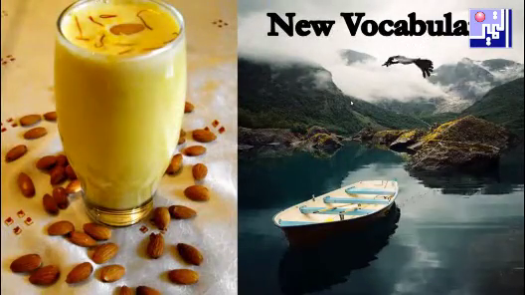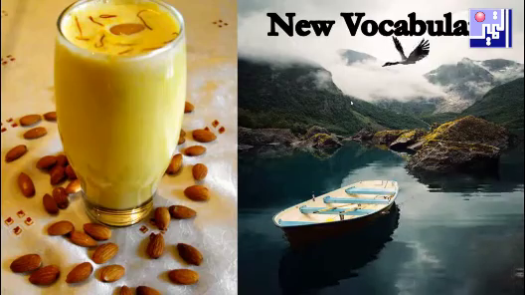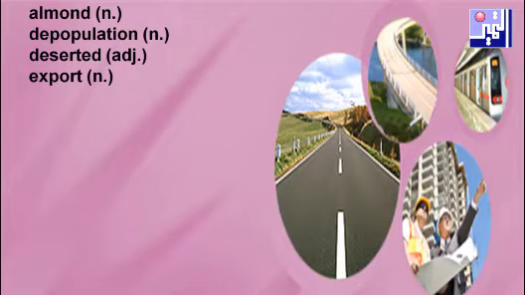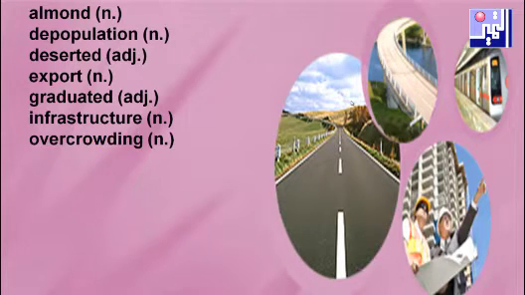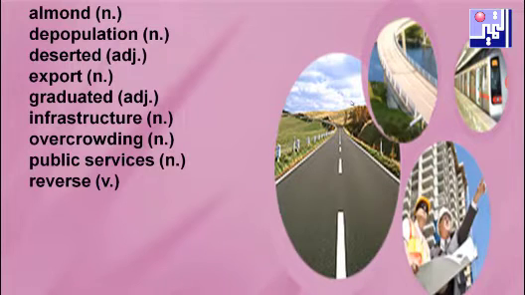So now we have to summarize what we have taught in this lesson. The first word we have today is almond. The next one, depopulation. After that, we have the word deserted. Then we have export. After that, graduated. Then infrastructure. Then overcrowding. After that, public service. Then reverse.